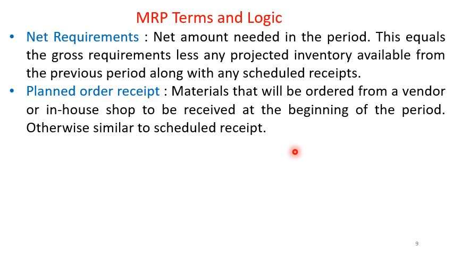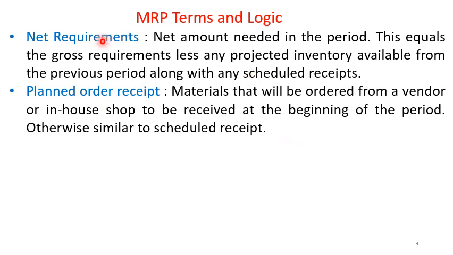Otherwise both are same. Planned order which you have not yet ordered, whereas scheduled receipt is one which you have already ordered and you are expecting the lot to come. It has not come, but you are expecting it to come. Planned order receipt is which you have not yet ordered. You are going to order it from the in-house shop or from the vendor, and which will be received at the beginning of the period.